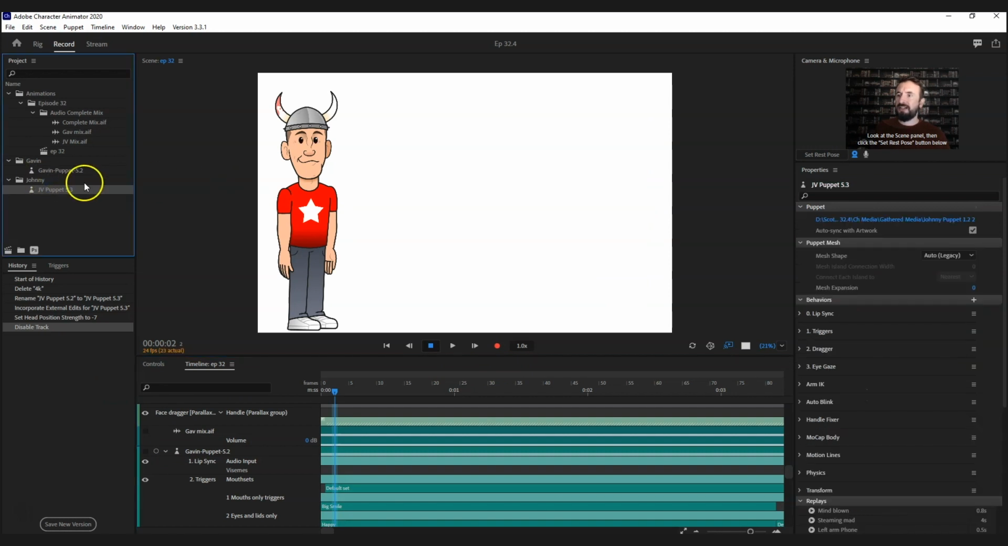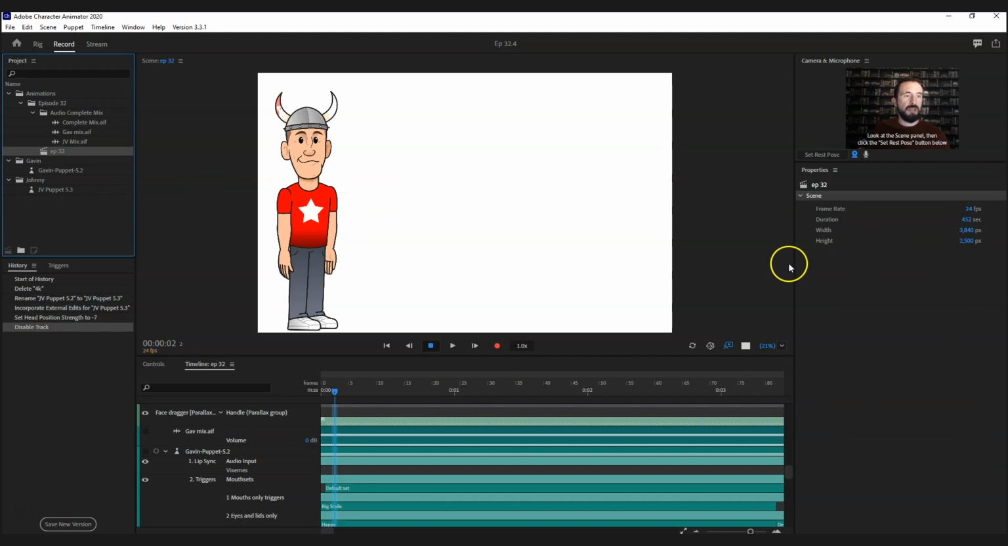And then if we click on the scene, so here is episode 32. This scene is almost 4,000 by 2,500 pixels. It's very big, and depending on the power of your computer, it might get really laggy. My particular system runs it fine. Sometimes though, even on mine, it can get a bit slow.